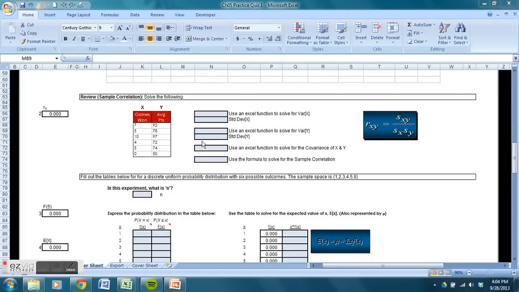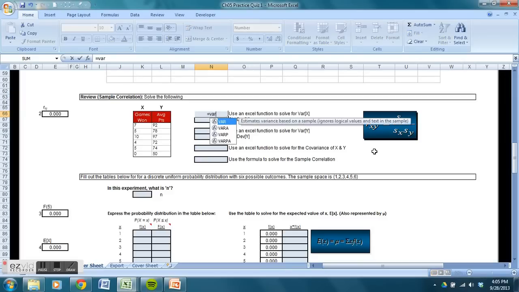Alright, second review problem is finding the sample correlation. We've been having difficulty with this since we started doing it. This time, instead of solving for the variance of x and y and the covariance all by hand, we're going to use Excel functions, and then we're just going to plug the answers into the formula for sample correlation and get the answer. So, use an Excel function to solve for the variance of x.